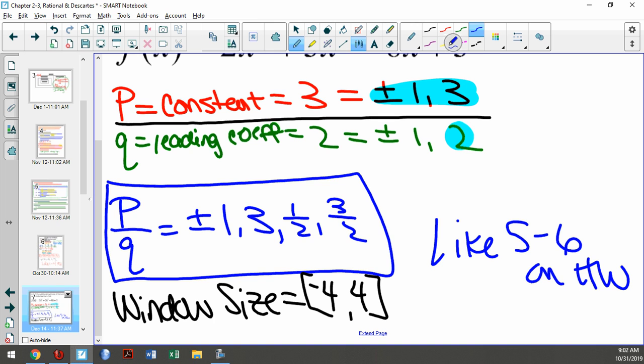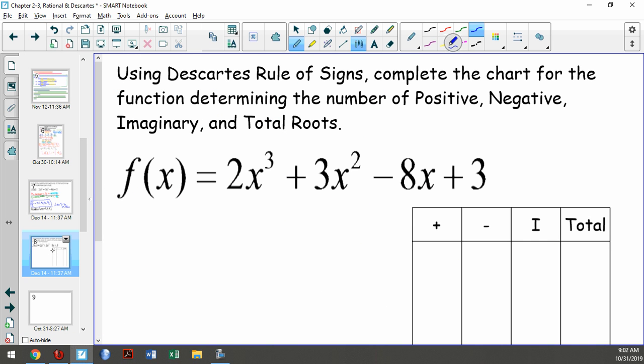Okay, perfect. Now, the next thing we're going to do is talk about Descartes. Descartes tells us how many positive roots we're going to have, how many negative roots, how many imaginary roots, and then how many total. So let's first find out how many total this thing is supposed to have. 3. So whenever I do this, I know I have to have a total of 3 roots at least. Do we all understand that? Of those 3 roots, I want to know how many are positive, how many are negative, and how many are imaginary.